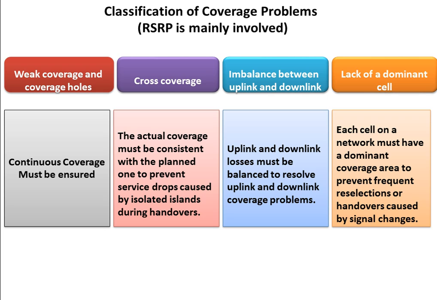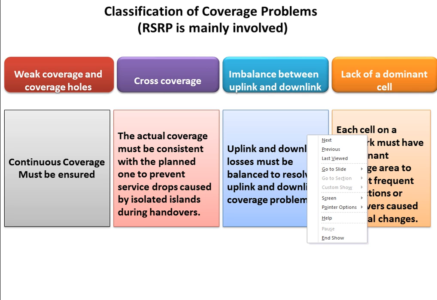Then imbalance between uplink and downlink. It also depends, like the uplink link budget and downlink link budget should be cautiously chosen in such a way that we are not having the imbalance. And lack of dominant cell. Each cell must have a dominant coverage area. The coverage area of various cells should not be much overlapping.